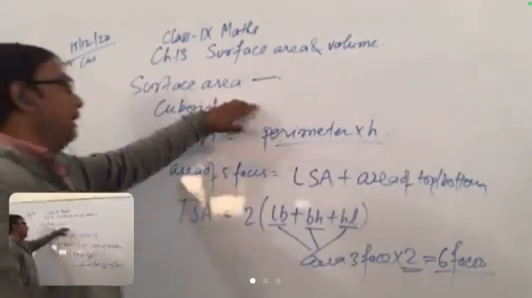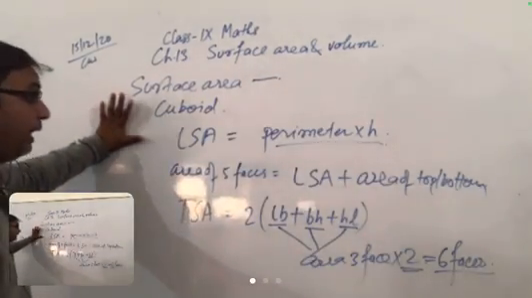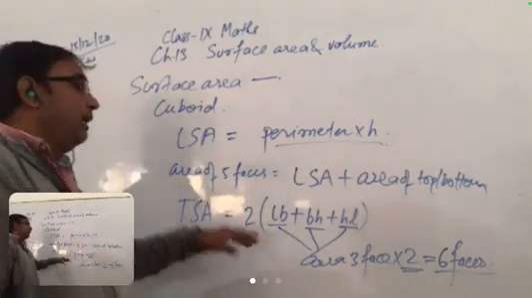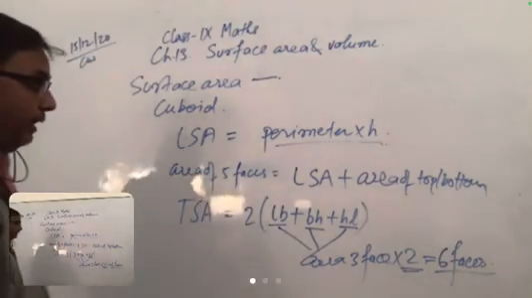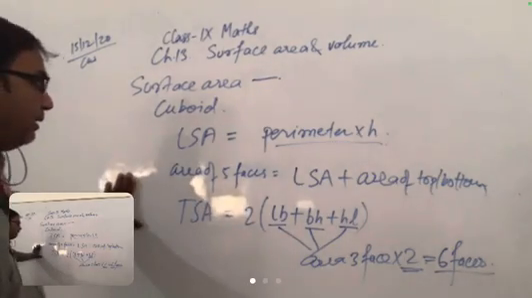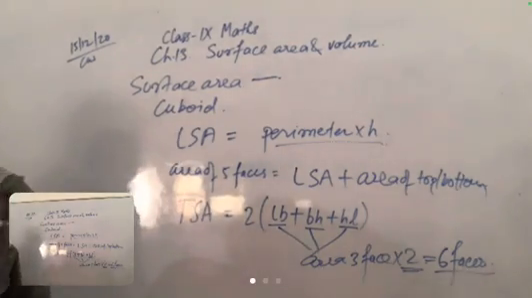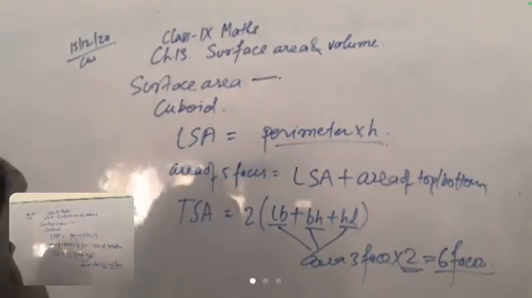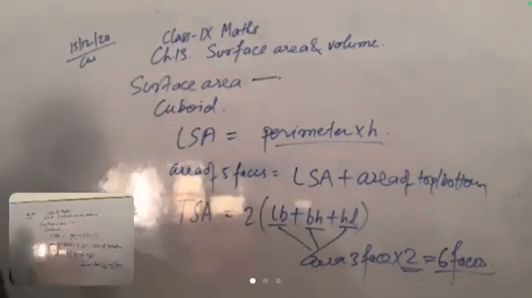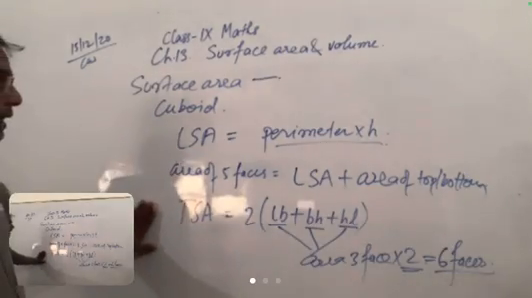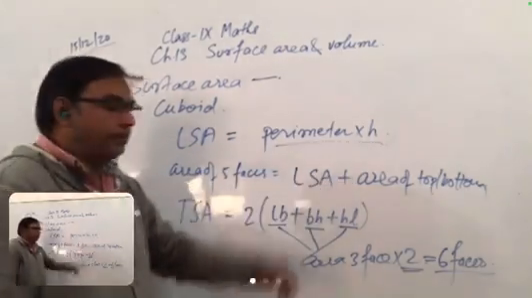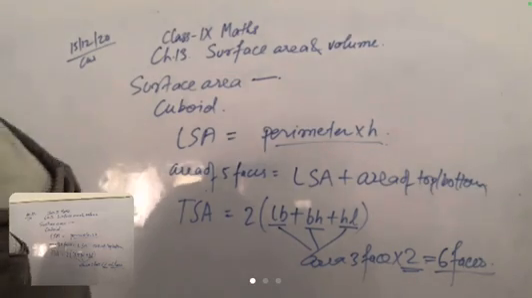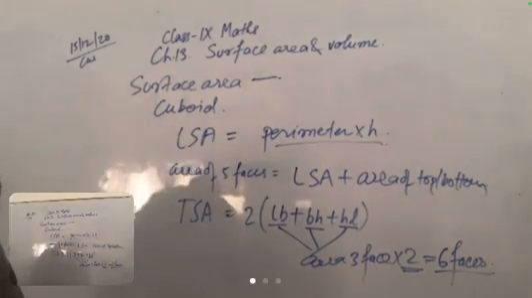That is why I told you in the starting that a cuboid is basically one where opposite faces are identical. Now clear? Or is there any doubt? Please ask. No, sir, clear. All three formulas are clear? Yes, sir. Good. So let us do one example.